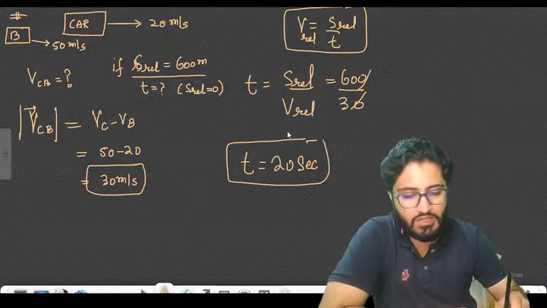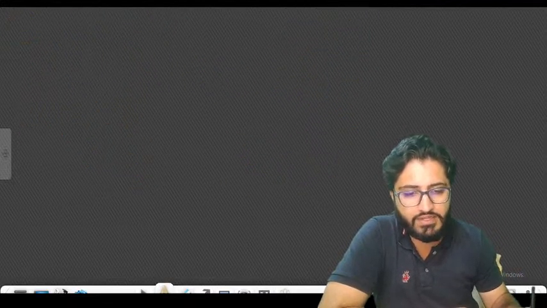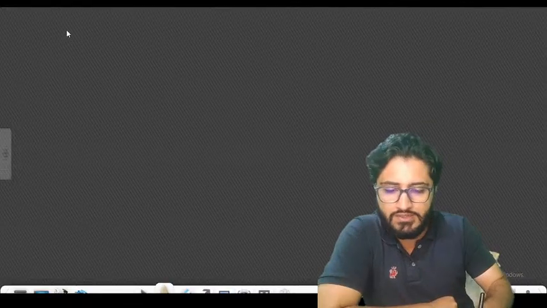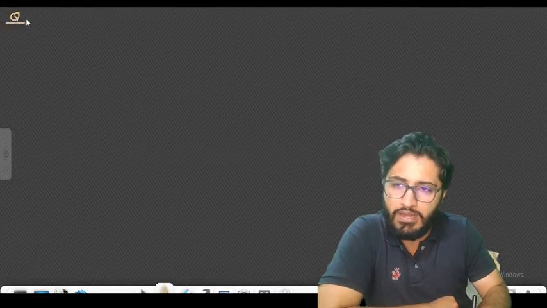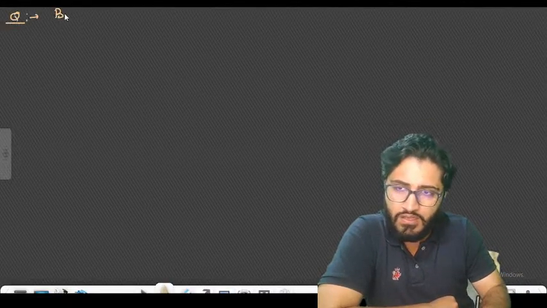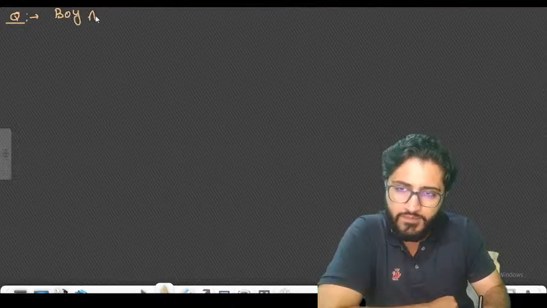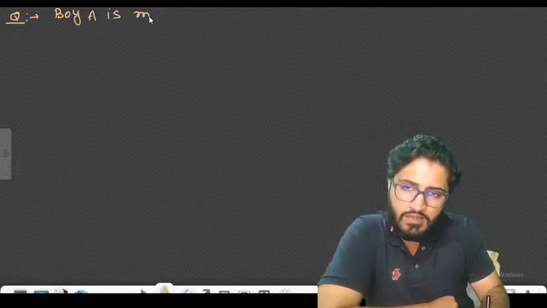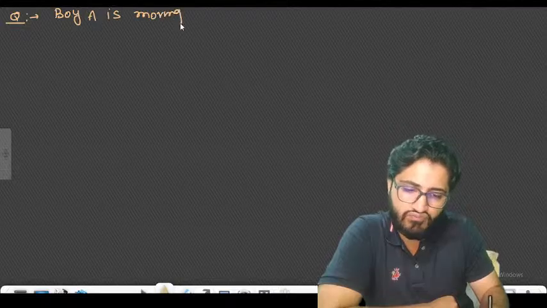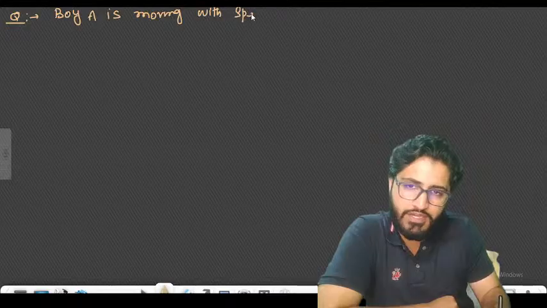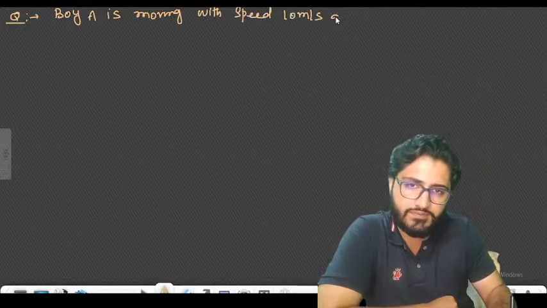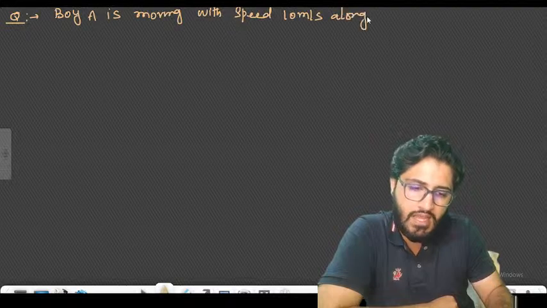Okay. A good numerical now with direction properties. I will write the whole numerical. Boy A is moving with speed 10 meters per second along east.